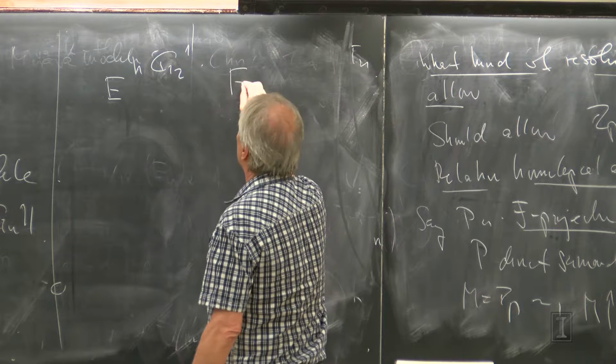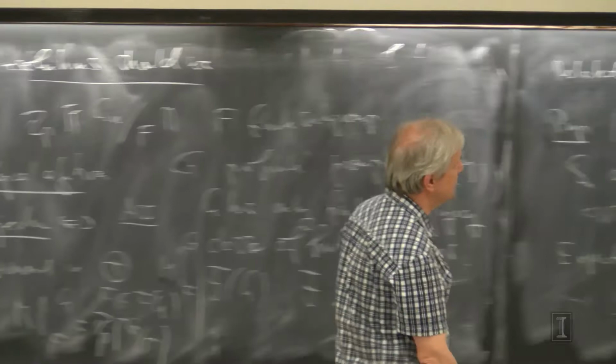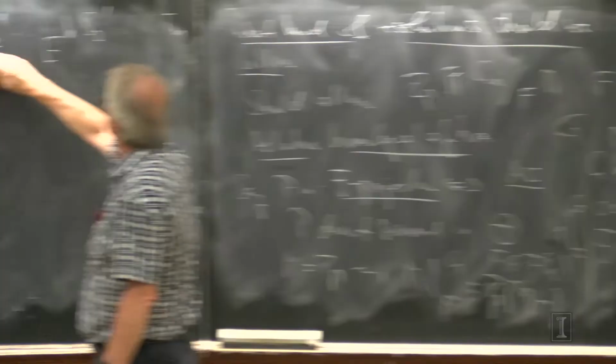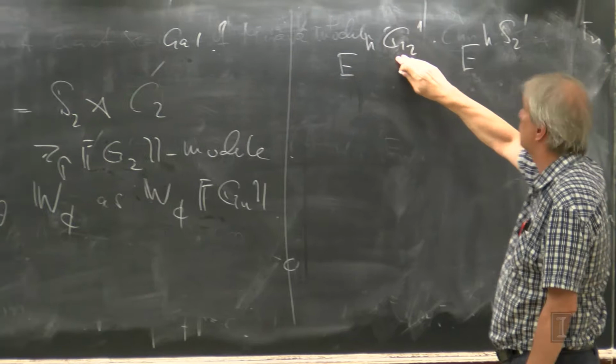And in fact, what we've been constructing, if you're honest here at the prime two, the duality resolution is not something which is for the group G2. It's also not for the group G21. It's for this group. And this group does not have the Galois group built in.